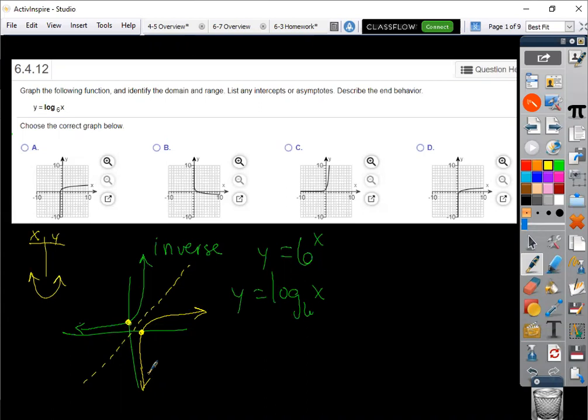So the two that would seem to have that general shape over here, like this is the exponential. We're looking for the log, so that's not right. This is like exponential decay. That's not right.